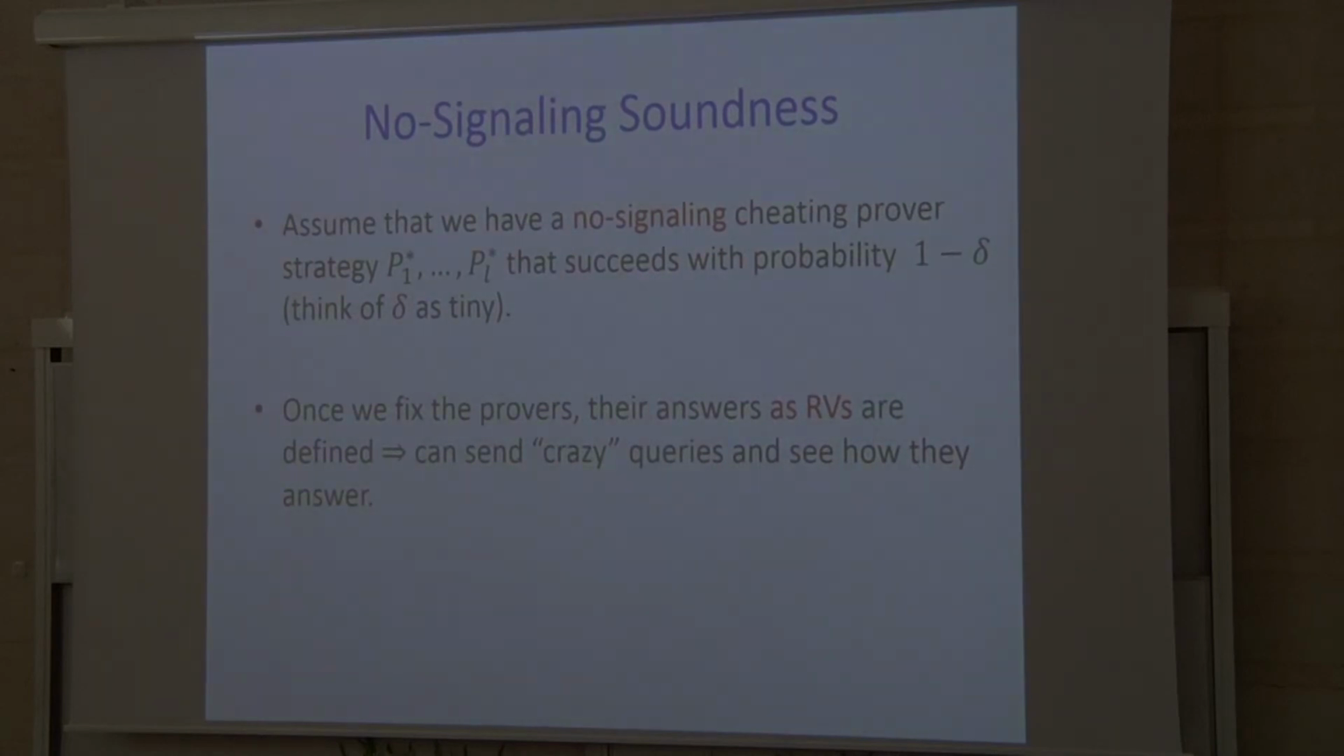But what I want to point out is that once we fix these prover strategies, their answers as distributions or as random variables are defined. And now I can ask these provers, given this bunch of queries, what are your answers? And it's defined, right? We fixed our provers. They need to tell me what the distribution is. And I can even ask them queries that the verifier would never ask. I still need to have some distribution as an answer. And we're going to use this to derive a contradiction.